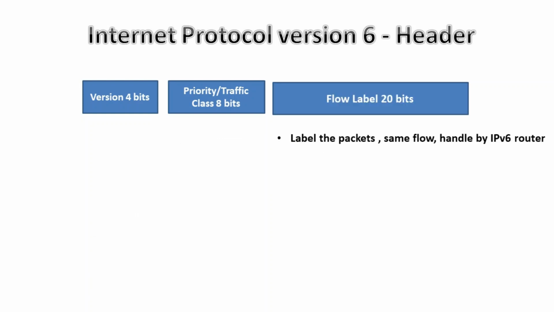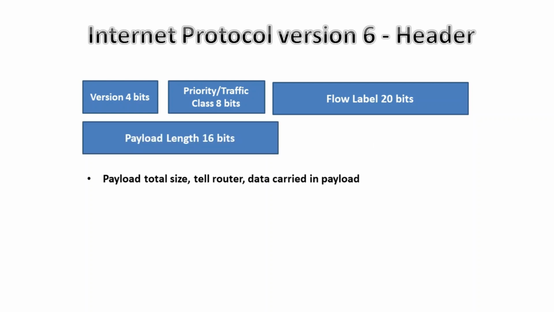Next, we have flow label, which is 20 bits. The flow label field is used by a source to label packets belonging to the same flow in order to request special handling by intermediate IPv6 routers. Then we have the payload length, which is 16 bits also. It is a 16-bit unsigned integer field that indicates the total size of the payload, which tells the router the amount of information a particular packet contains in its payload.